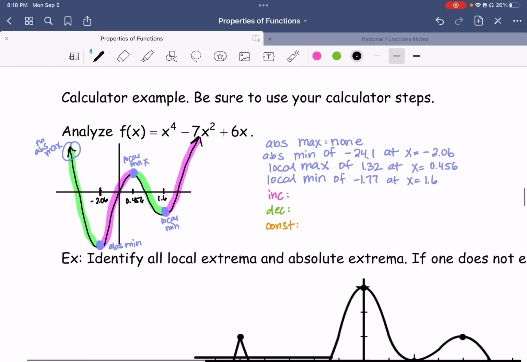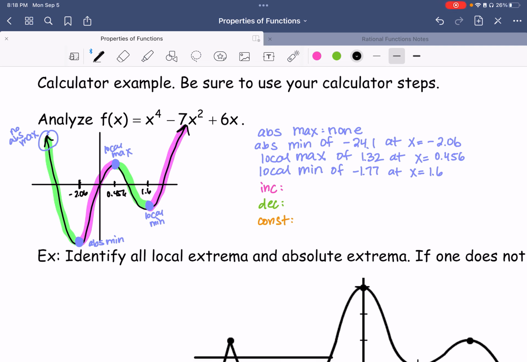Okay, so that's going to help us figure out where we're increasing or decreasing because remember the extrema is the change in direction. So we know where the extrema are, we know where one changes direction and the other one begins another direction. Okay, so we'll start with the increasing. So it is pink from negative 2.06 to 0.456. Okay, so from negative 2.06 to 0.456. Okay, and then we're also increasing somewhere else. So from 1.6 to infinity.